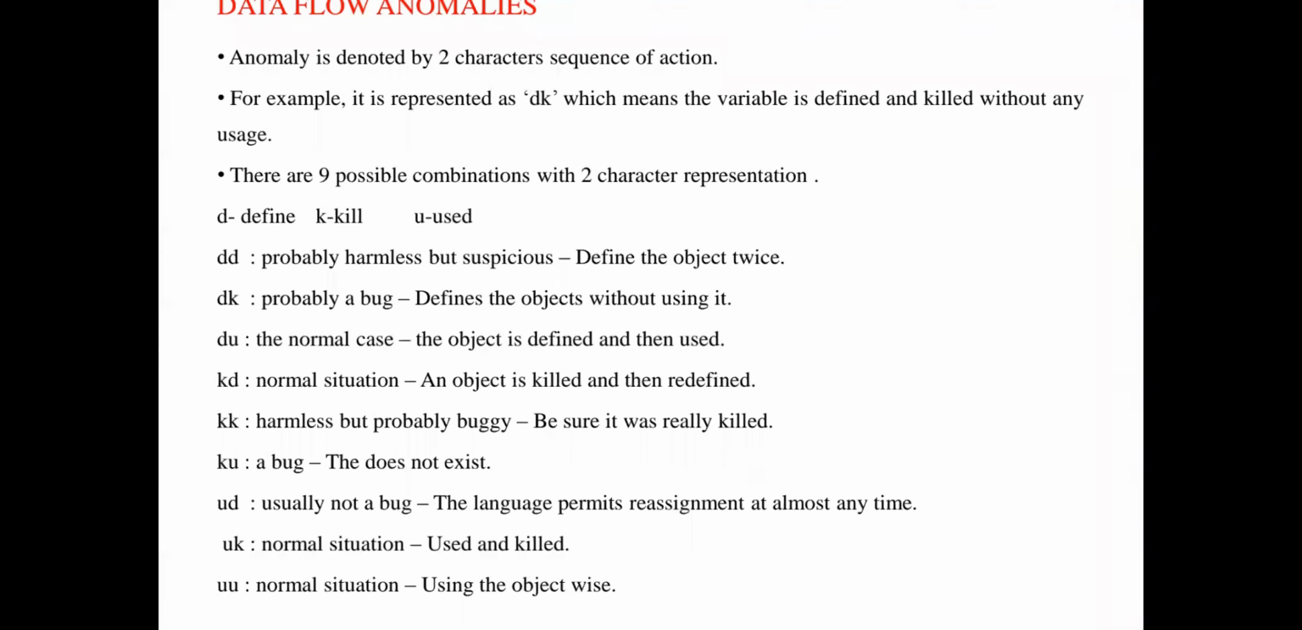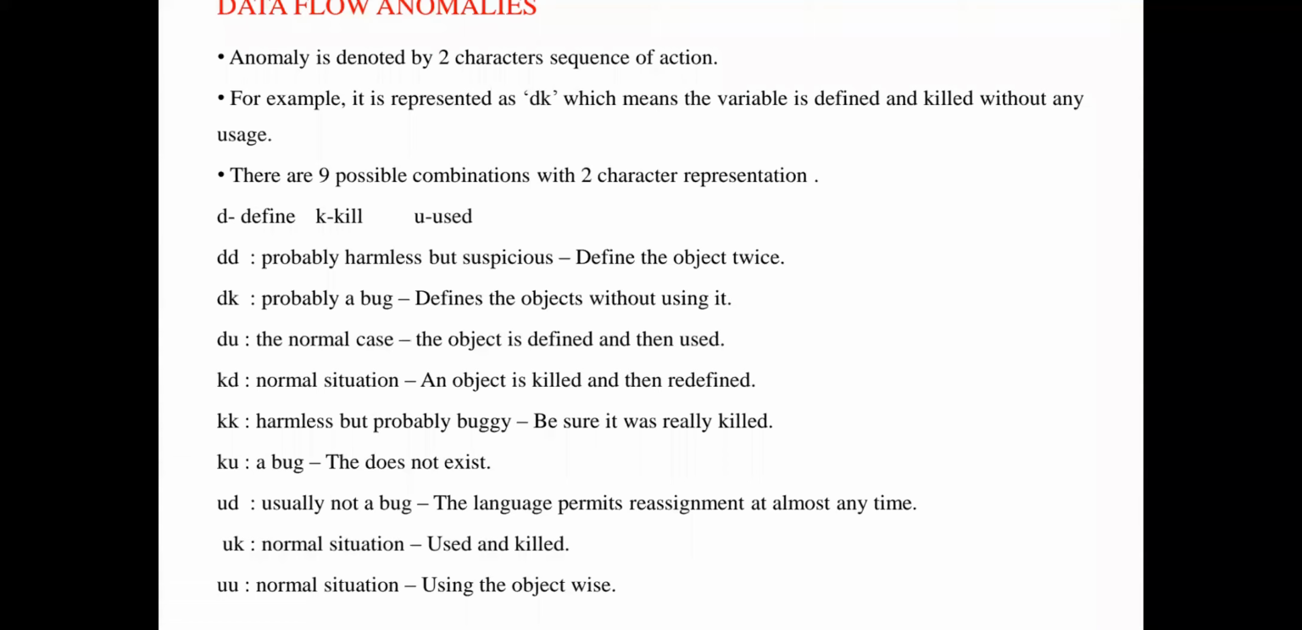An anomaly is denoted by two characters. To represent an anomaly of a data flow, you have to represent it in two characters. The two characters give the action of the anomaly. For example, see here, it is represented as dk. So I am saying that an anomaly is represented with two characters. Here dk is an anomaly. d is one character, k is another.